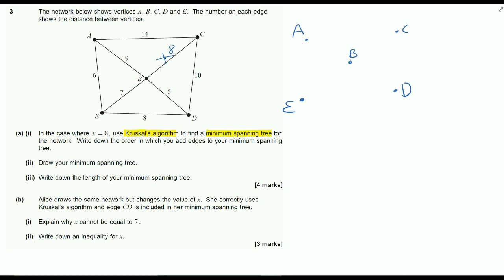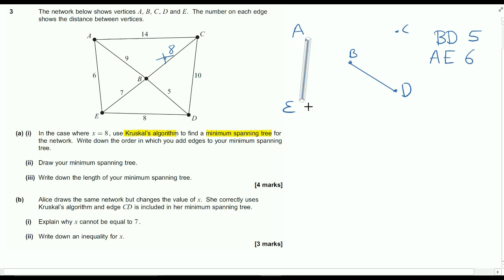So the first edge that I'm going to do, because remember I'm listing it here, is B to D of weight, sorry, not weight 8 at all, weight 5. Okay, so that's that one sorted. I'm now going to use AE, which is 6. So we will join those two up. And you can see I'm just creating the minimum spanning tree, which answers part 2 anyway. So it's worth doing, even if you're quite confident. So I've got those two sorted.